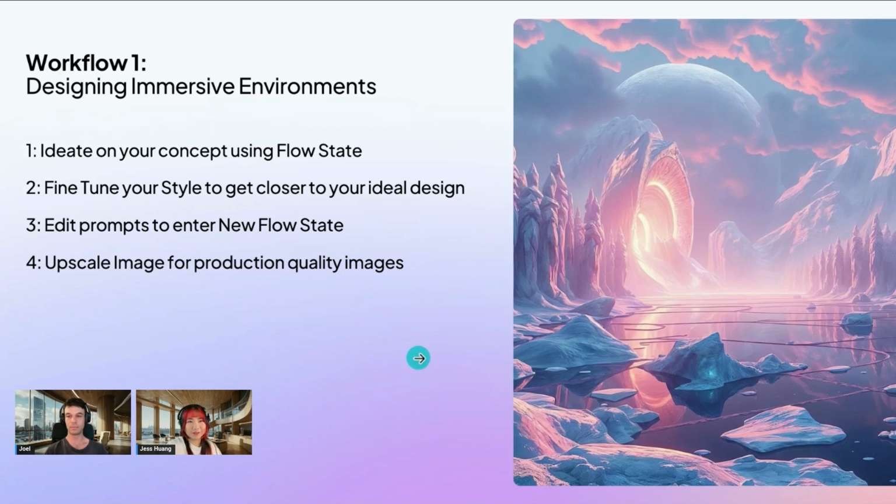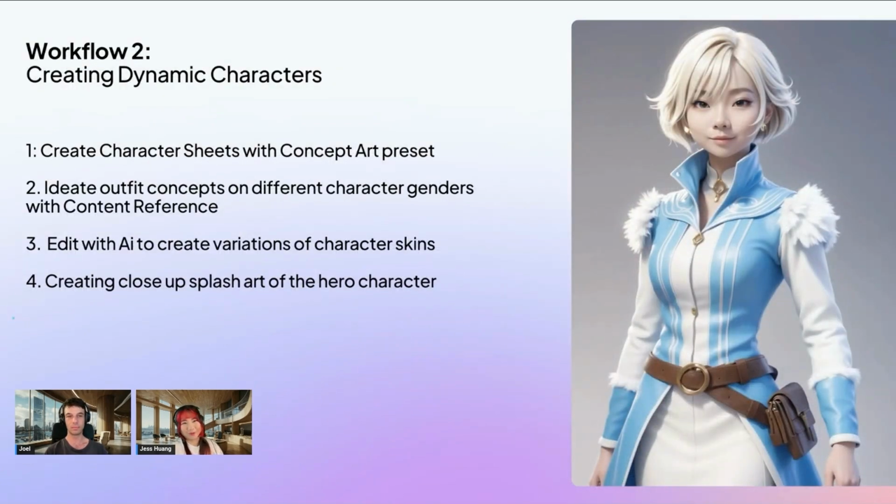Okay, so moving on to level 2, we will now be creating dynamic characters. I need to create this hero character design, and for this one, I'm going to create a turnaround sheet so we can focus more on how the outfit of our character looks. We're going to be using the concept art preset, which is in classic mode. Then we're going to ideate different concepts on different character genders using content reference.